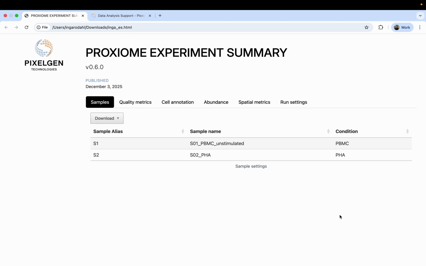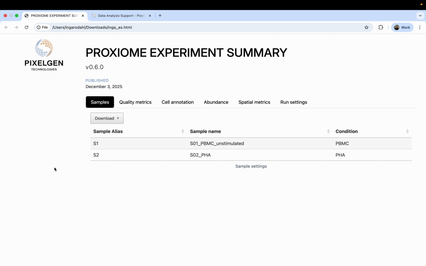And today I will walk you through our Proxiome Experiment Summary, which is an output you get after running the Pixelator pipeline. So running your FastQ files with the Pixelator pipeline will give you a lot of different outputs. Importantly, the pixel files you can use for downstream analysis, but also this experiment summary in an HTML file. So when you open up your experiment summary, it will look like this.